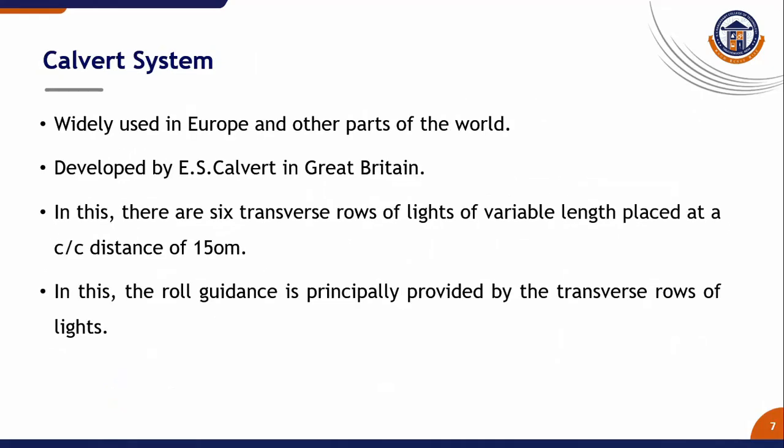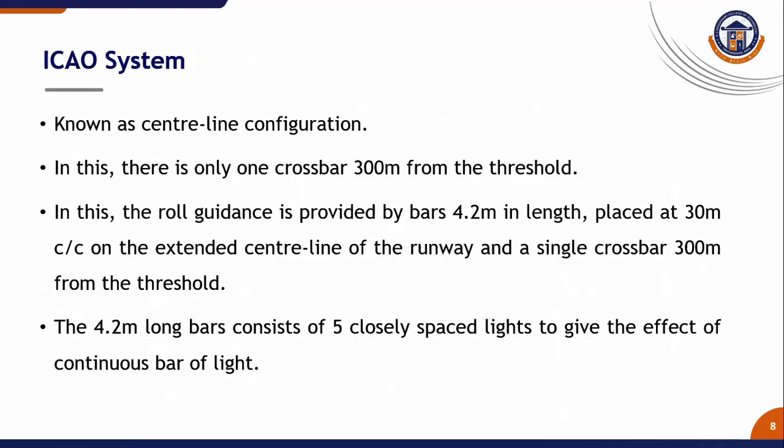Next one, here the Calvert system is explained. It is widely used in Europe and other parts of the world, developed by E.S. Calvert in Great Britain. In this, there are 6 transverse rows of lights of variable length placed at a center to center distance of 150 meters. The roll guidance is principally provided by the transverse rows of lights. This is the important point in the Calvert system.